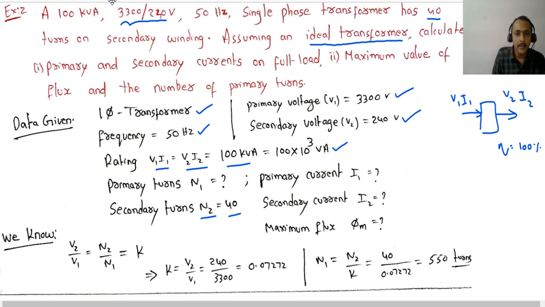Now primary turns N1 equal to how much? Primary current drawn by the transformer, primary current I1 equal to how much? I2 equal to how much? That is what we are asked to find out.